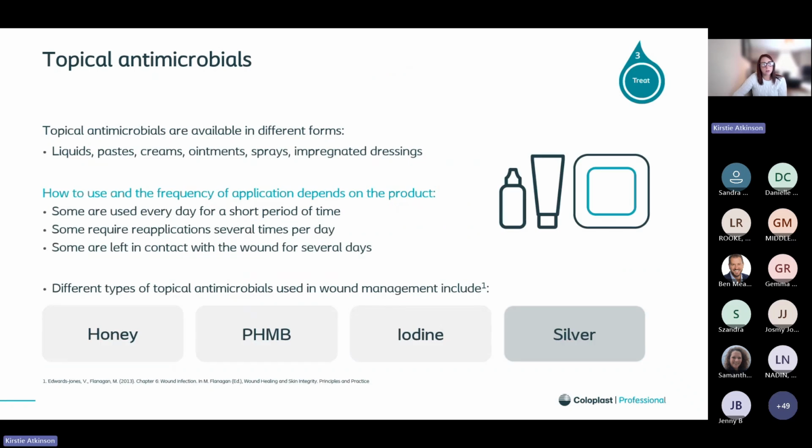The main types of antimicrobials that you will see are your honeys, your PHMBs. Some places may still see iodine, it might be on specialist use, and then your silver are the ones that you see. Antimicrobials you can find in all forms. You can find them in liquids, paste, creams, ointments, sprays, impregnated dressings, you name it, there will be an antimicrobial in that form. And depending on the type of antimicrobial that you're using, each different product will have different ways that it's supposed to be applied and used, and how often it's supposed to be used for.